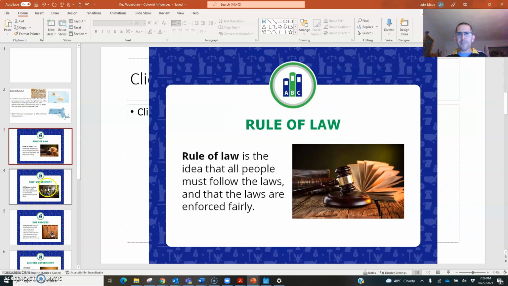Next up, we have rule of law. This is the idea that all people must follow the laws and that the laws are enforced fairly. This is really important because it doesn't matter who we are. The idea in the United States is that with rule of law, it doesn't matter if you're the president of the United States or the wealthiest person in the world or anyone else. All laws are supposed to be followed by all people in the country and laws are enforced fairly.